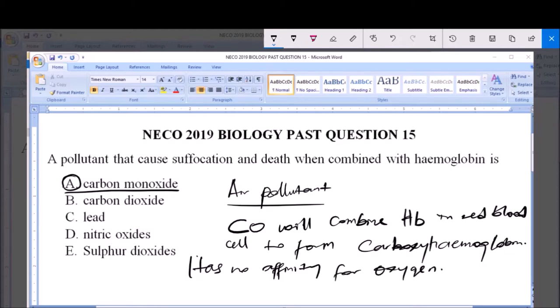Now, when this carbon monoxide combines with hemoglobin to form carboxyhemoglobin, its affinity for oxygen is decreased, and as blood goes to the brain, there's a lack of oxygen, so the brain lacks oxygen, and because of this, there will be suffocation. The brain will suffer suffocation, and when this persists after a long period of time, it will lead to death.